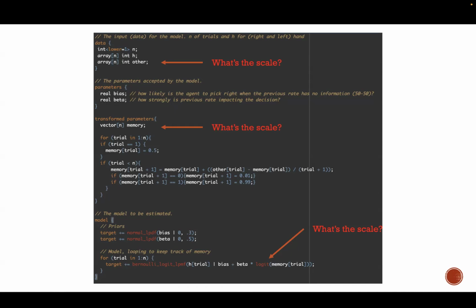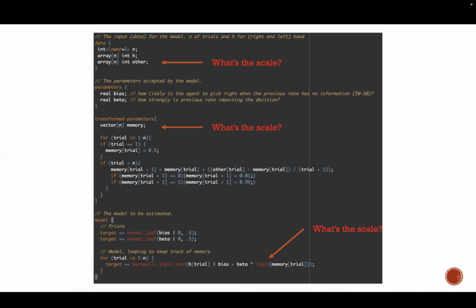Then if the trial is less than n, meaning it's not the very last trial where updating doesn't make much sense, we have the exact same formula that we saw a couple of slides before: the memory at trial plus 1 is equal to the memory at trial plus the predictive error divided by trial plus 1.